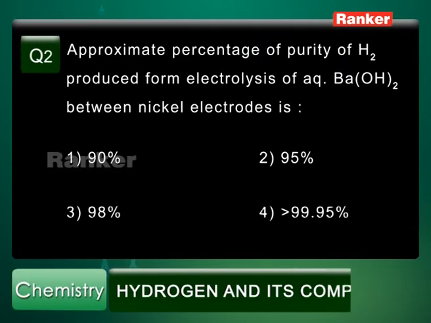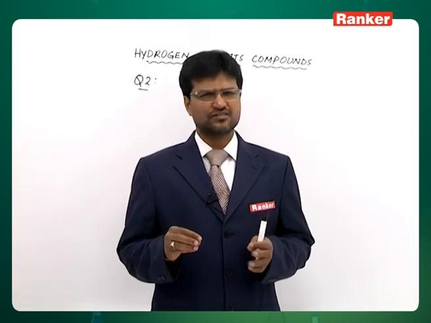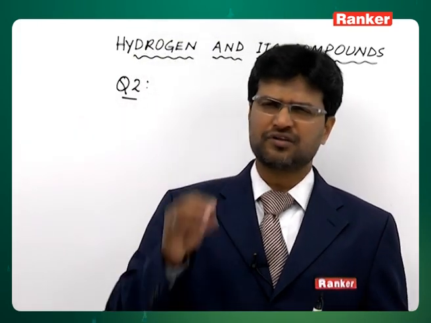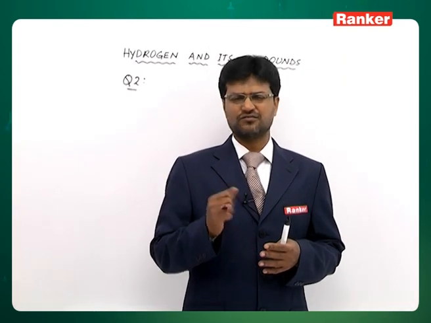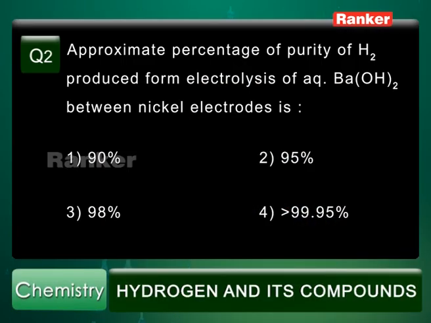Question number 2. Approximate percentage of purity of hydrogen produced from electrolysis of aqueous barium hydroxide between nickel electrodes is. First option 90%, second option 95%, third option 98%, fourth option is greater than 99.95%. For your information, let me tell you that purest form of hydrogen is obtained by electrolysis of barium hydroxide solution using nickel electrodes. That gives purest form of hydrogen. So, the correct answer for this question is fourth option. It is barium hydroxide with nickel electrodes which gives purest form of hydrogen, and it is greater than 99.95%. Answer is fourth option.